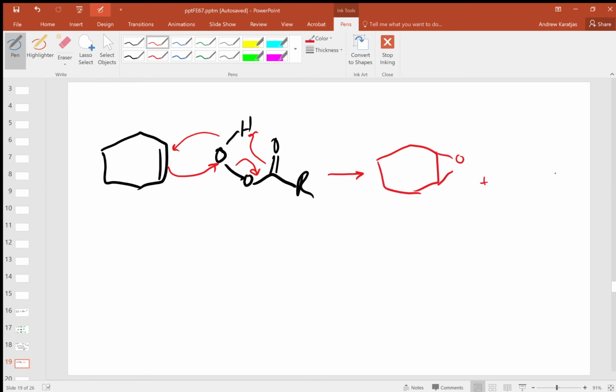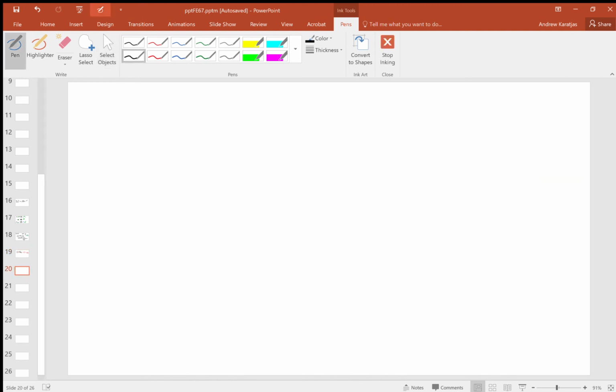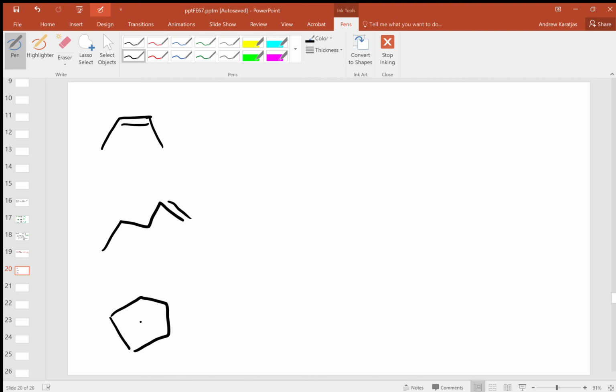epoxide, and then the meta-chloro-per-benzoic acid, which again has lost one of its oxygens, gets converted as a byproduct to meta-chloro-benzoic acid. And so we can just look at a couple of additional examples. But pretty straightforward what's going on here.